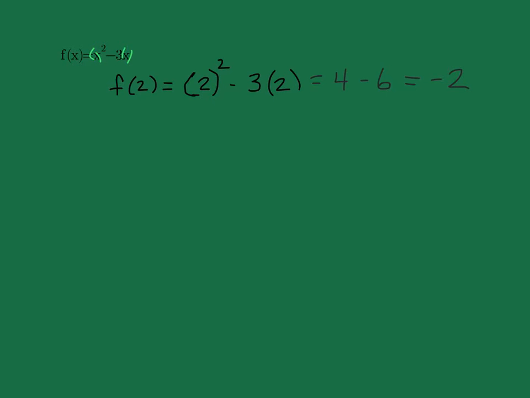So there's no reason that your input value has to be a number. What if we wanted to evaluate f of the letter A? We would do the same thing. That would be a squared minus 3 times a. The difference is we can't really simplify this. We can remove the parentheses, a squared minus 3a.